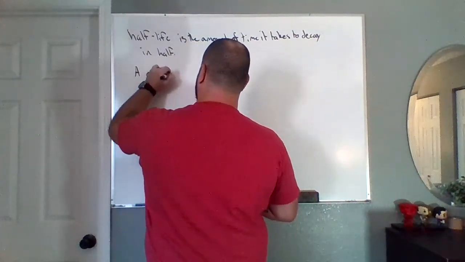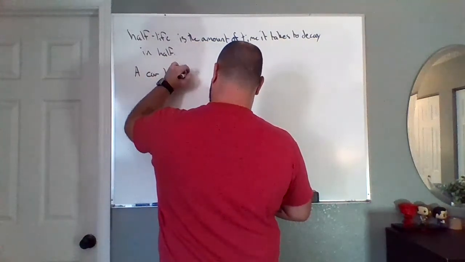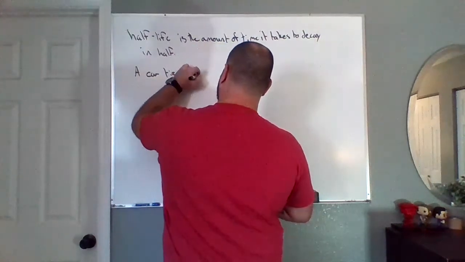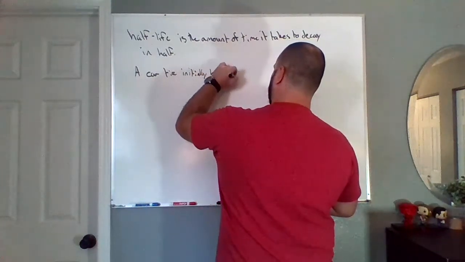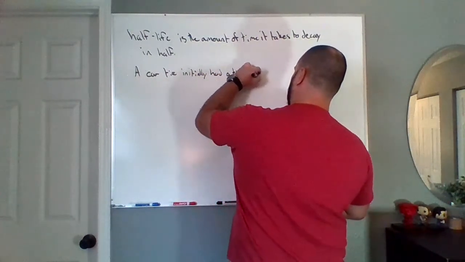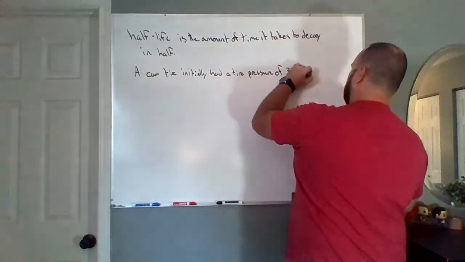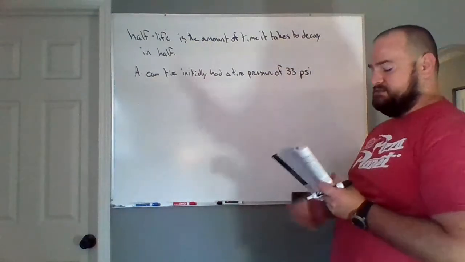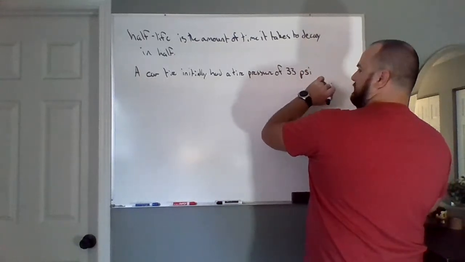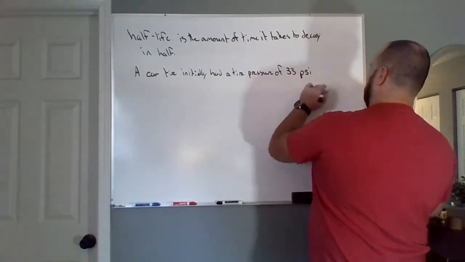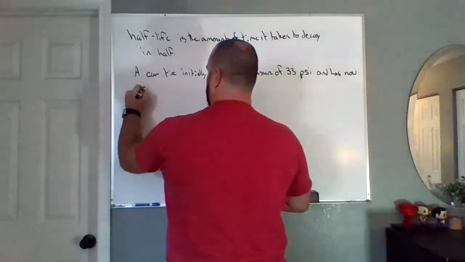The car tire initially had a tire pressure of 33 psi. So psi stands for pounds per square inch. A car tire initially had a tire pressure of 33 psi and has now sprung a leak.